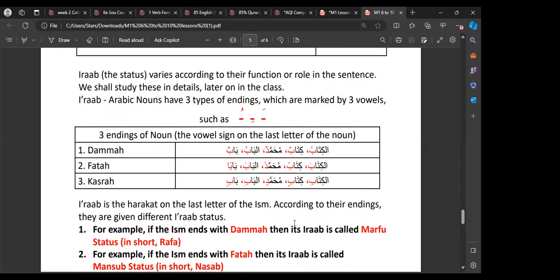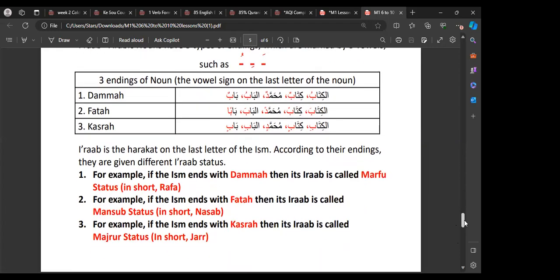I'rab is the harakat on the last letter of the ism, of the noun. According to the endings, they are given a different status. So, for example, if the ism ends with a dhamma, as we saw in the first line, then the i'rab of that word is called marfu, or in short, rafa.